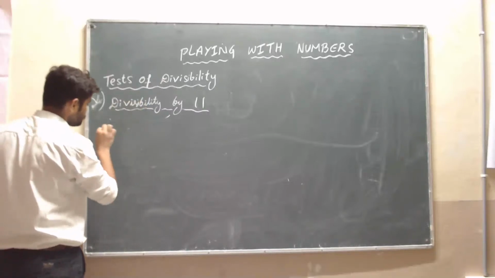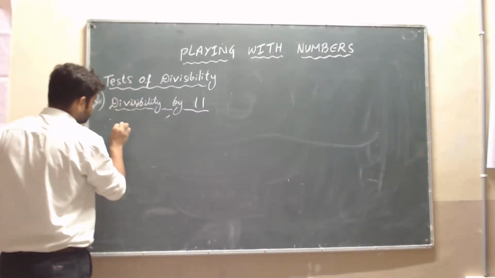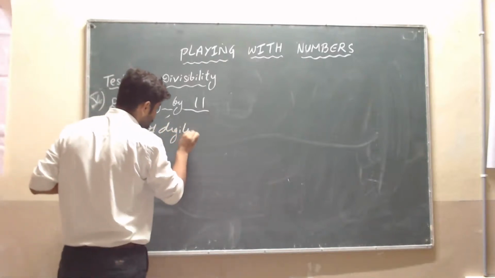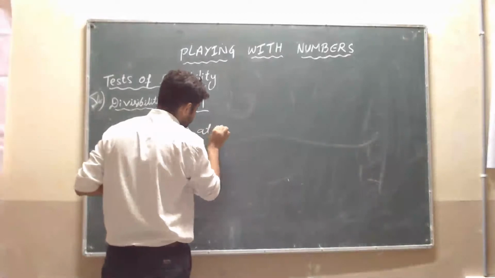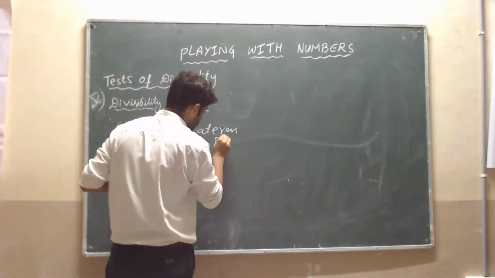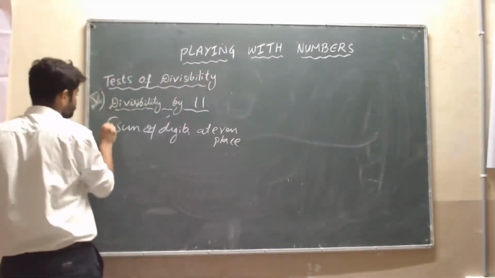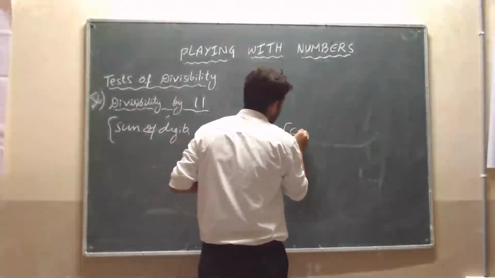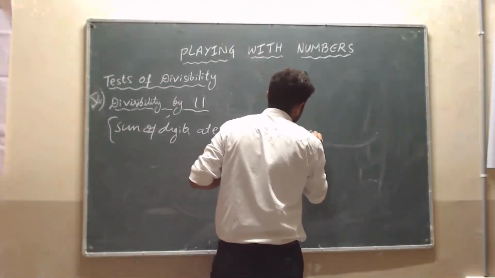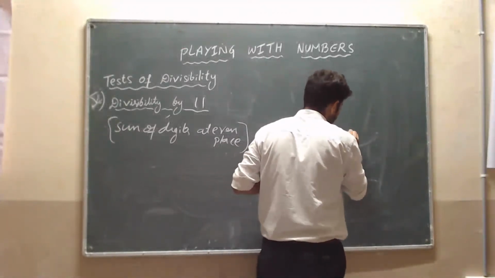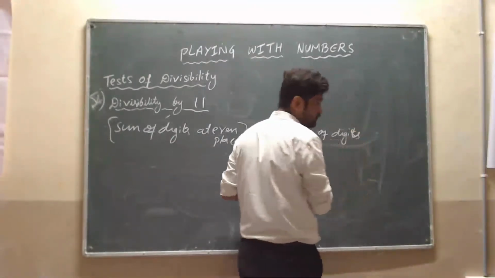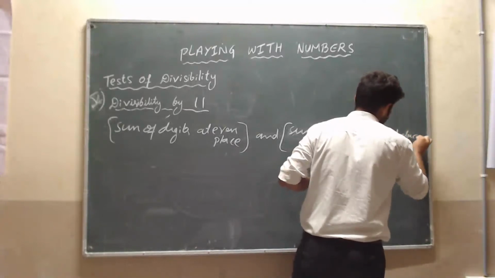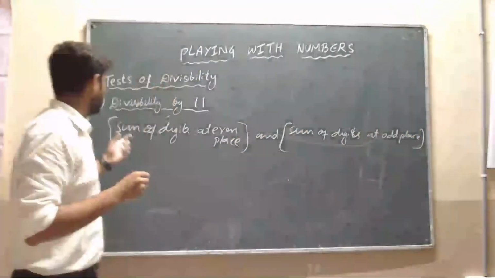That is, it's somewhat different. See, sum of digits at even place. Okay, I will explain you. And sum of digits at odd place. Yes, sir. See, I will explain you.